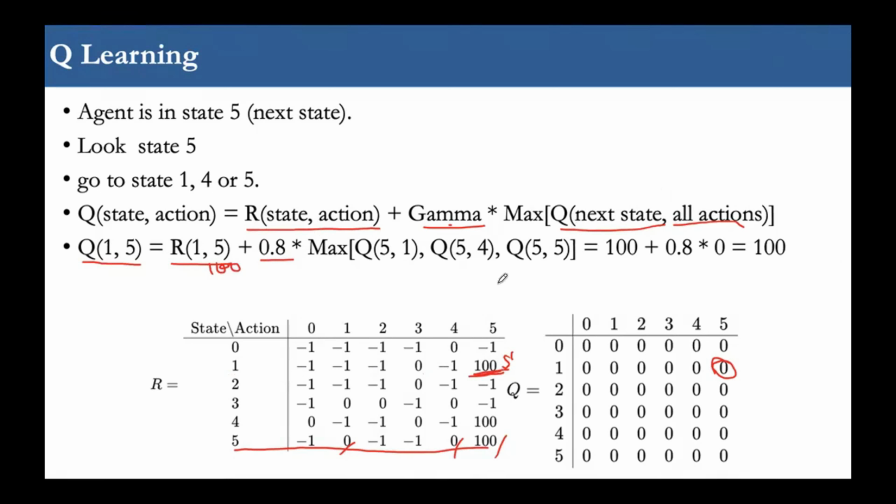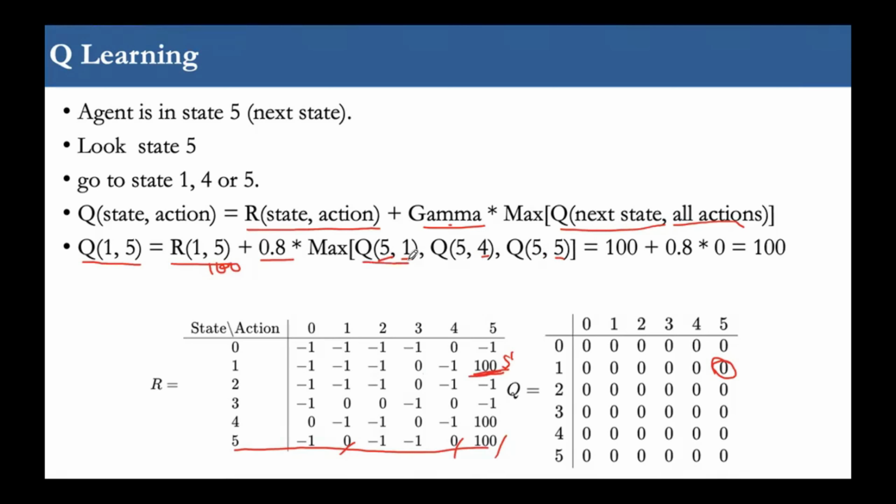So what is the next state? From 1 we are moving to 5. So 5 is the next state, and what all actions can it do? From 5 it can go to 1, it can go to 4, and it can go to 5. So Q of 5 comma 1, Q of 5 comma 4 and Q of 5 comma 5.